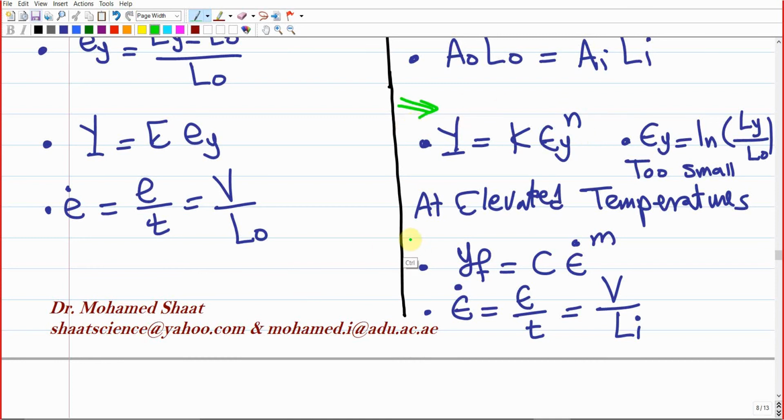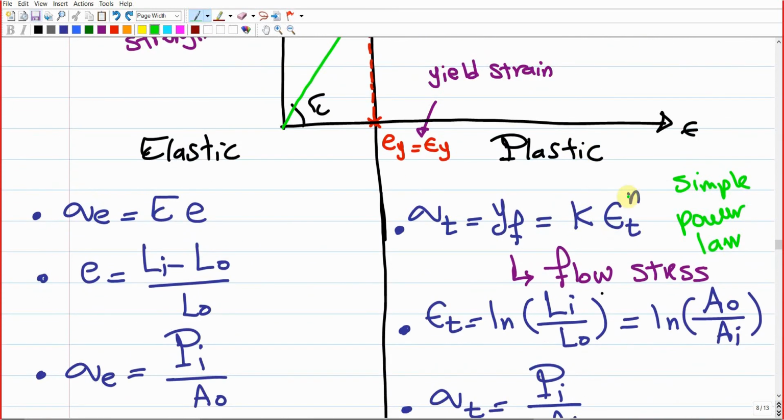Or in other words, if we use the simple power law equation, K epsilon power N, to describe the flow stress or the true stress of the material at high temperature, it is not accurate.